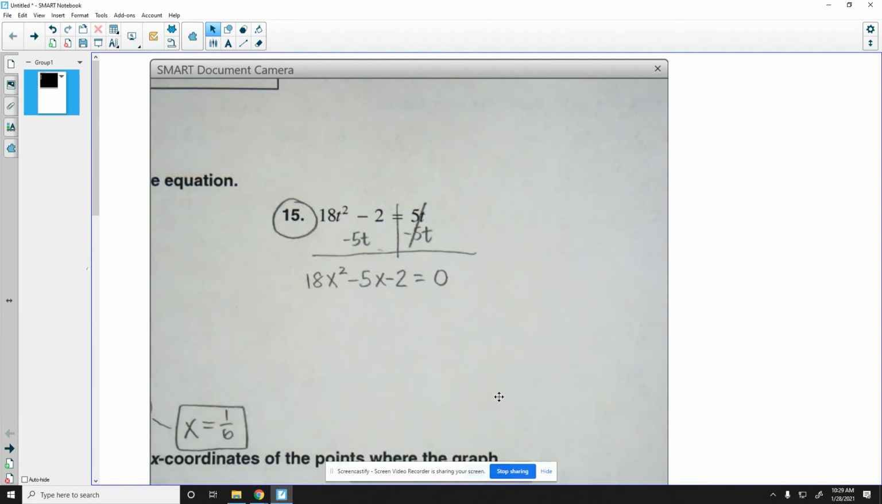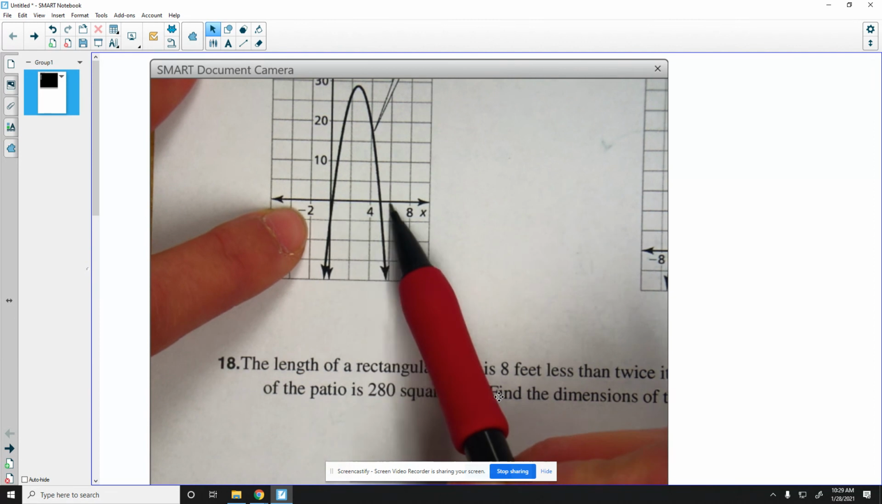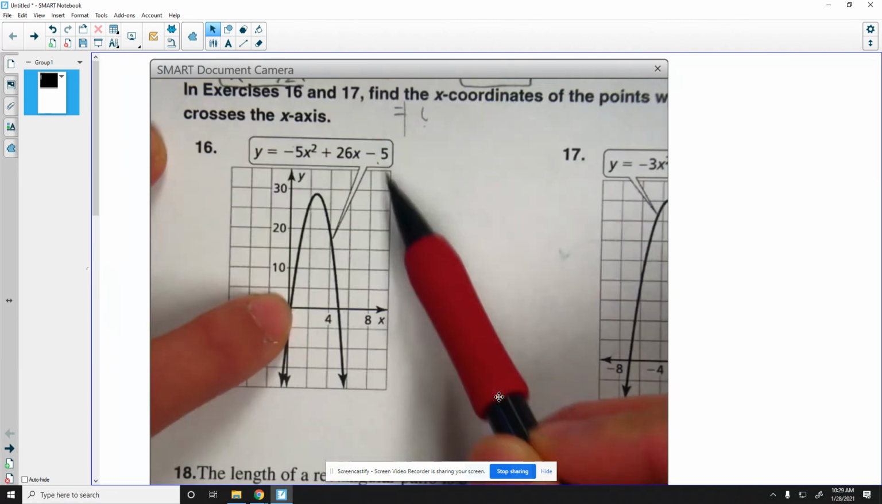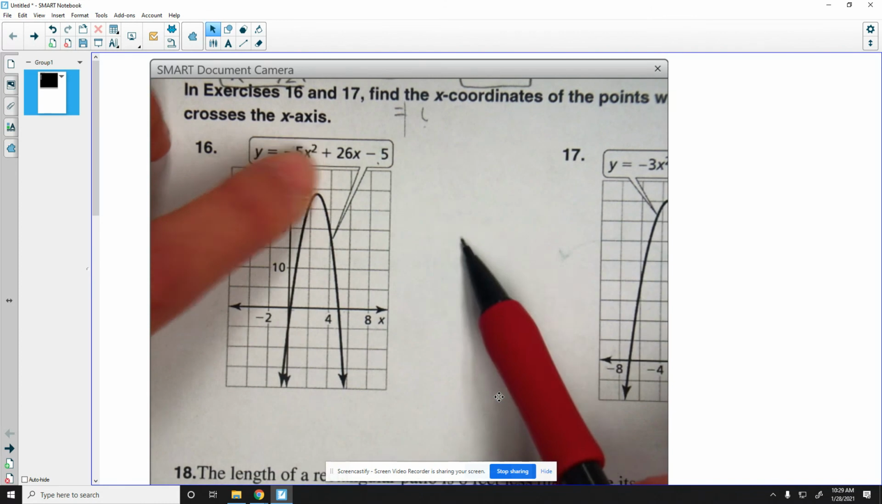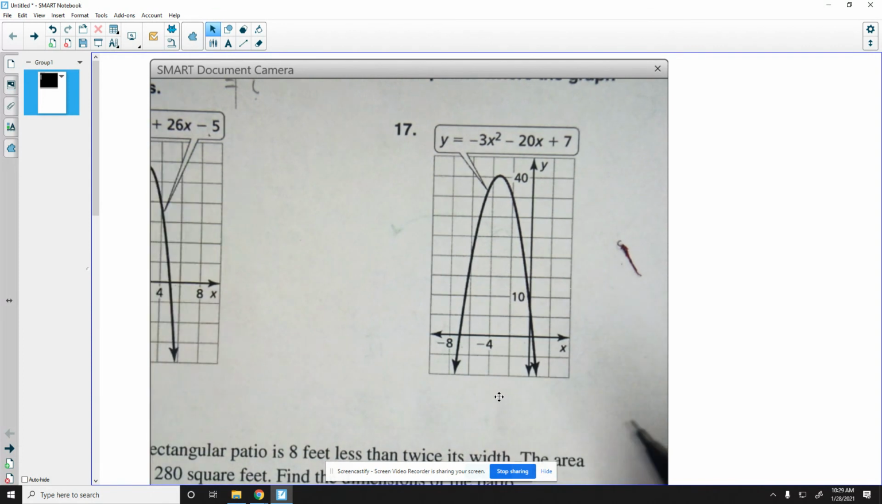For numbers 16 and 17 here, it says, where are my answers? Well, it's here and here, but I don't know what those numbers are because it doesn't hit the corner, right? So just take this as your problem and solve it like you normally do. Pretend there's no picture, because you don't know where it hits the corner. You can't read that, okay?